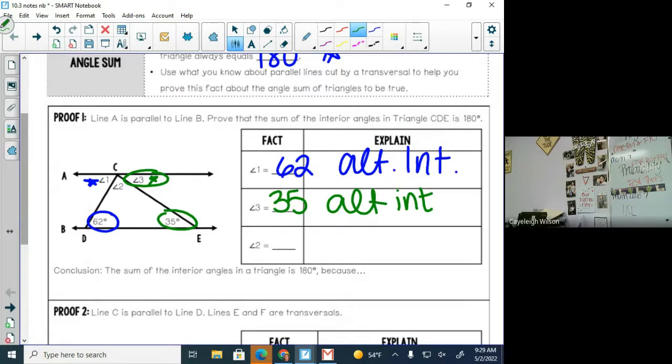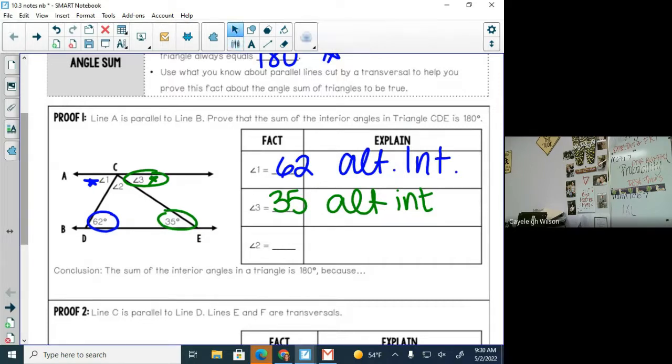Now, to find angle 2, a lot of you all are going to be like, well, Miss Wilson, I know that all triangles have a degree of 180 when I add up all their inside angles. But that's what we're trying to prove. So we don't want to say that. Is there something else that we can use to figure out what angle 2 is, Ryan? All of them together are supplementary.